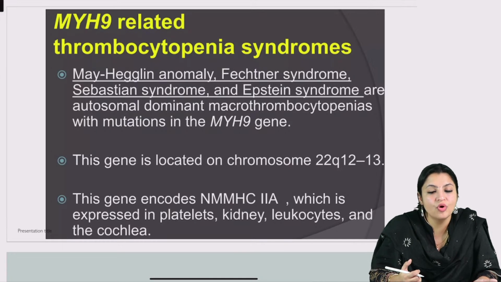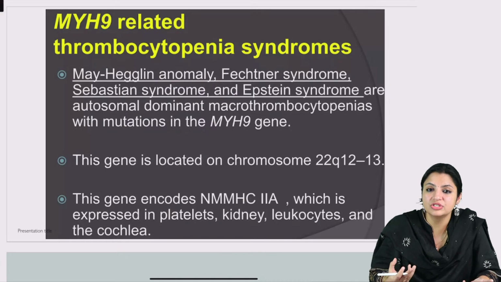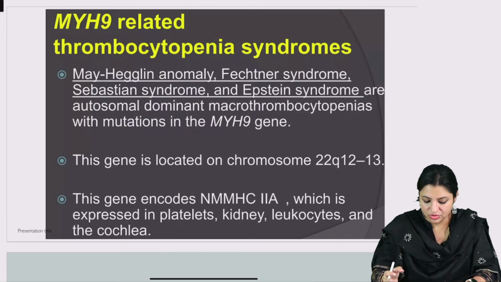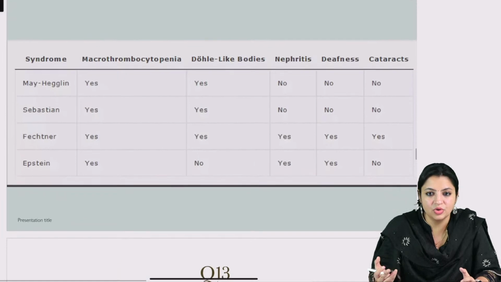So these are 4 MYH9 gene disorders, and this gene is present on 22q, and this gene is present in kidney, leukocytes, cochlea, platelets, and that is why these patients usually present with kidney dysfunction, deafness. Okay, that is why you should be knowing it. So these 4 disorders, if you make a chart, May-Hegglin we have just now talked about.